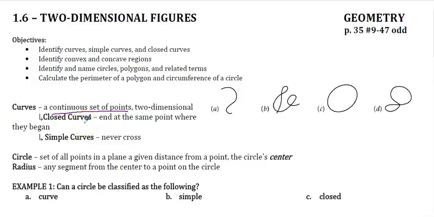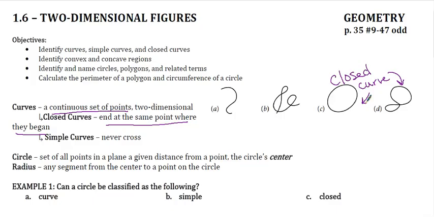These end at the same point where they began. That's a closed curve. So C is a closed curve. Actually, and so is D. So I'll just draw arrows to both of those. C and D are both closed because they end at the same place.